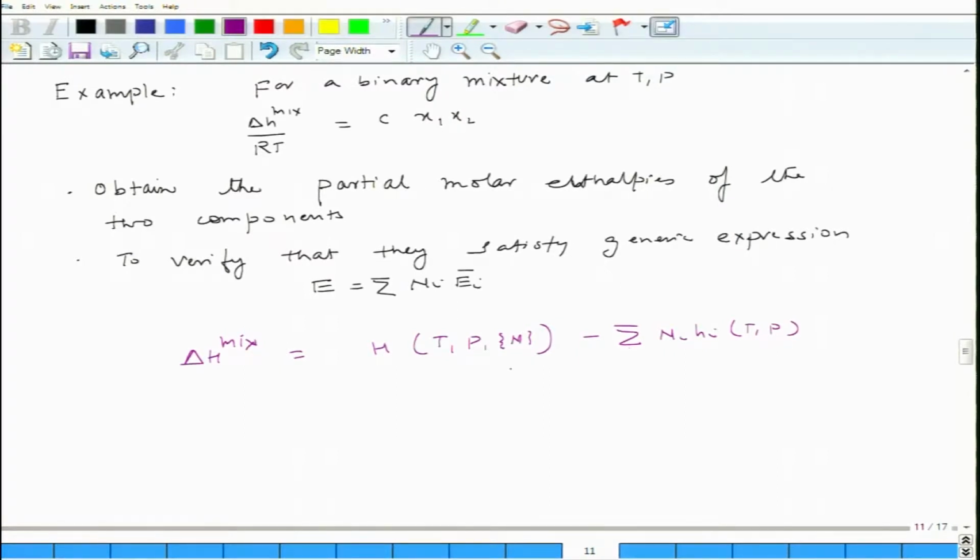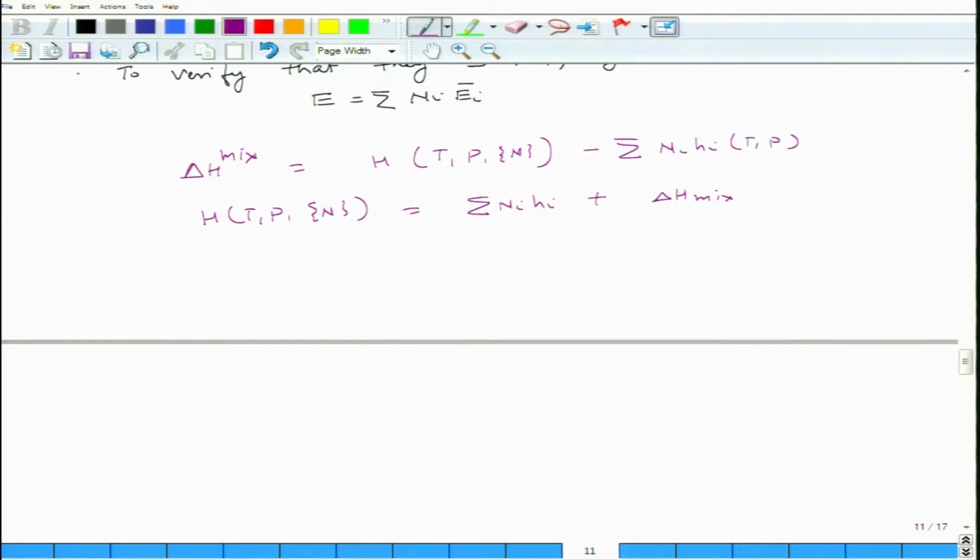Now, you can rearrange this expression. We can write that as H equal to summation Ni Hi plus delta H mix. Now you have got this expression. For the binary mixture this is N1 H1 plus N2 H2, and this I can write as total N multiplied by H, since we are using superscript. So, I am going to write this in superscript.